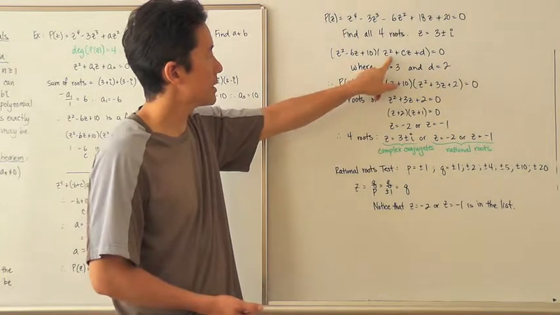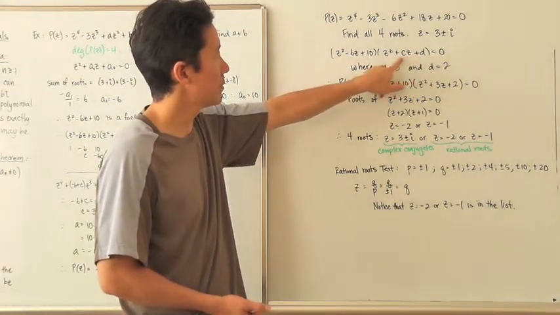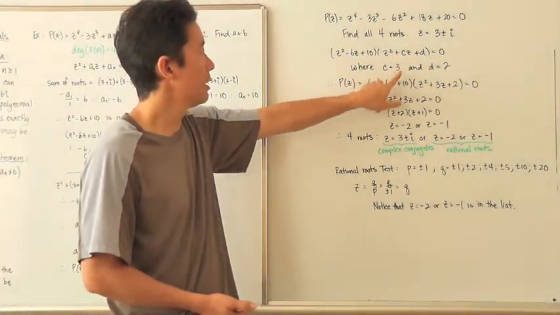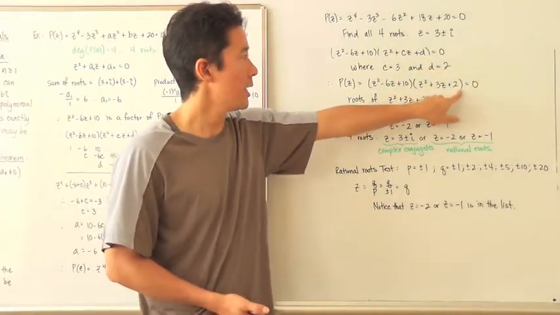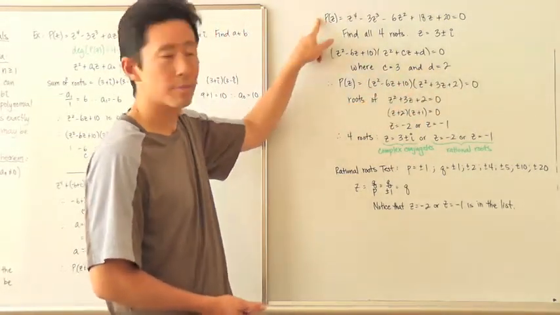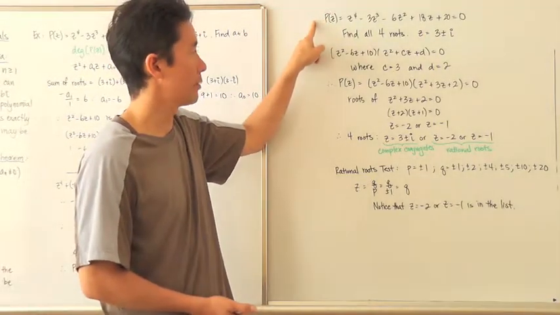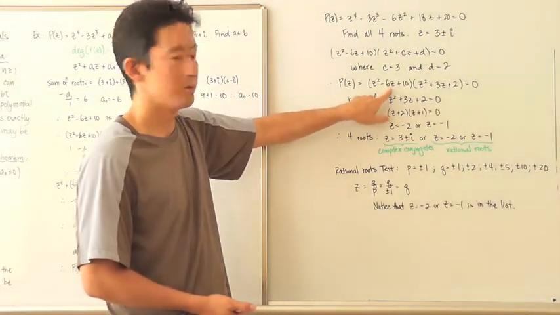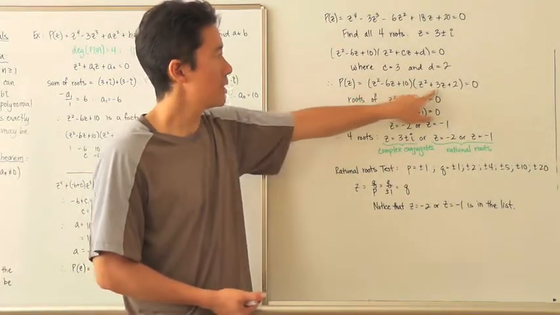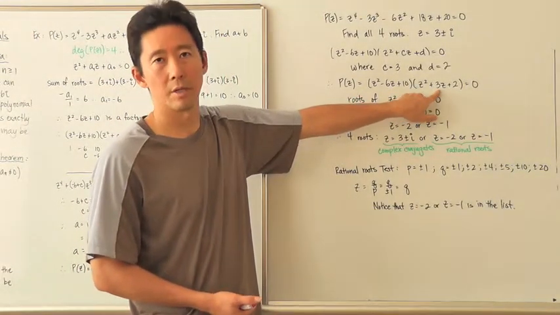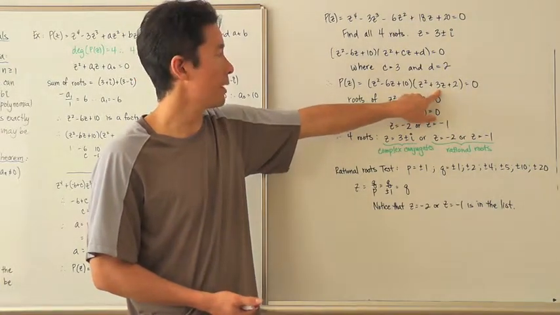When we did this expansion by multiplying by the other quadratic factor, we found that c was 3 and d is equal to 2, and therefore we know this is the factored form of this degree 4 polynomial. We already know what 2 of the roots are because they were given to us in the question. We just need to find the 2 roots given by this quadratic factor.